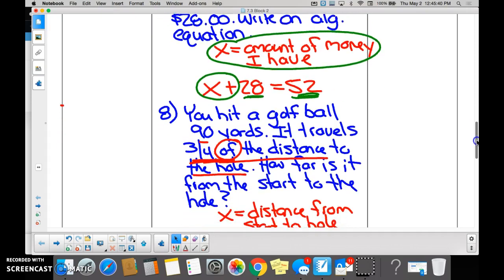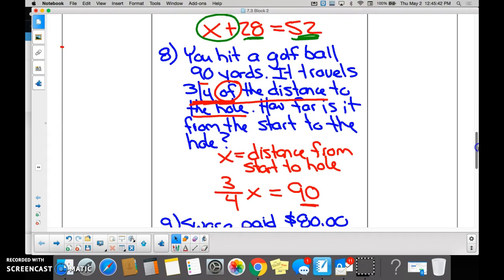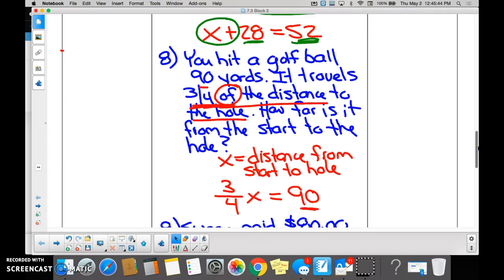Number 8, that was a tricky one. Remember I drew a picture for this one. You hit a golf ball. I wish I would have drawn the picture on this. You hit a golf ball 90 yards. It travels 3/4 of the distance to the hole. How far is it from the start to the hole? So what do we want to know? How far is it from the start to the hole?